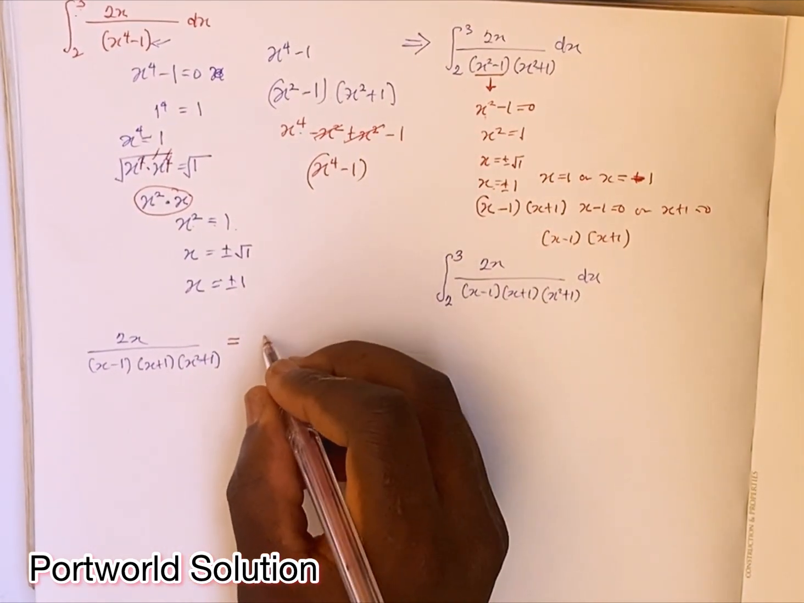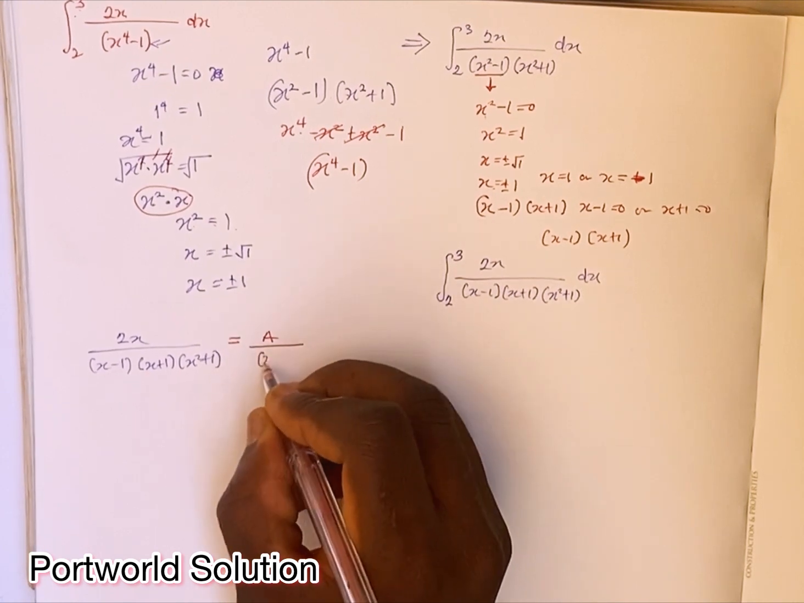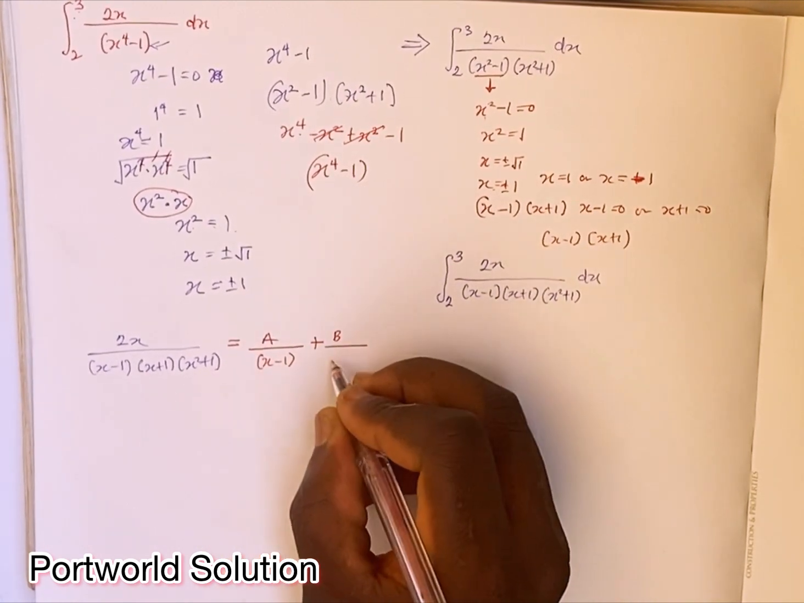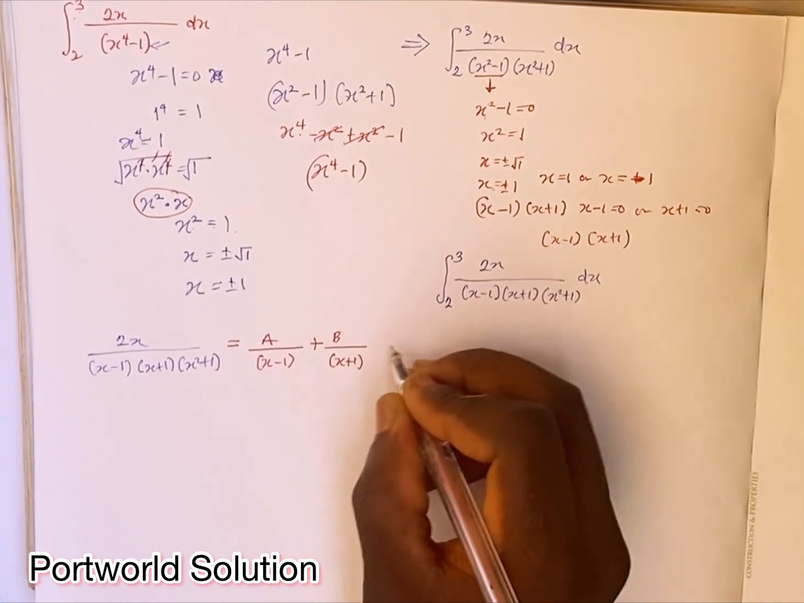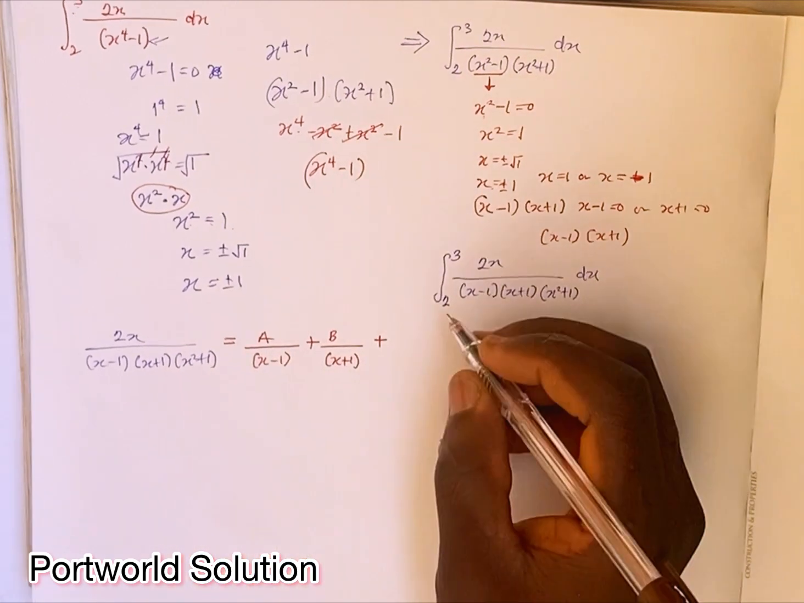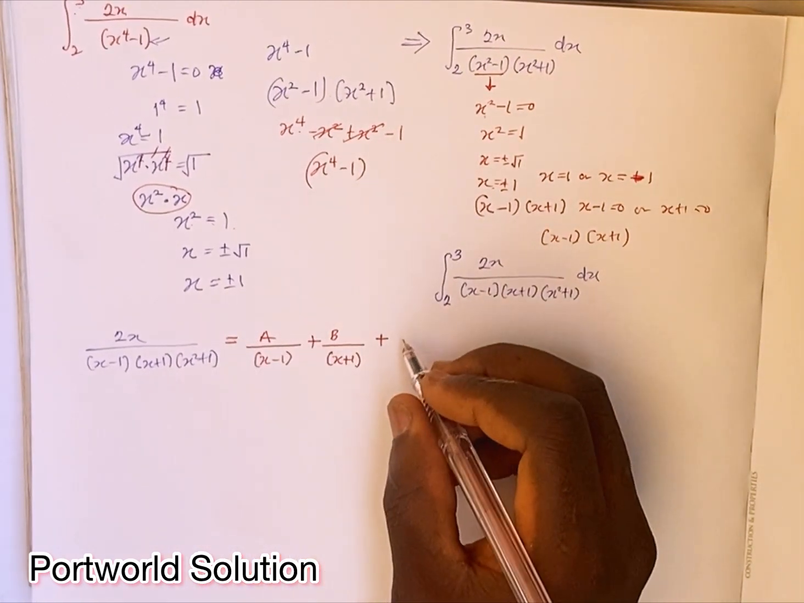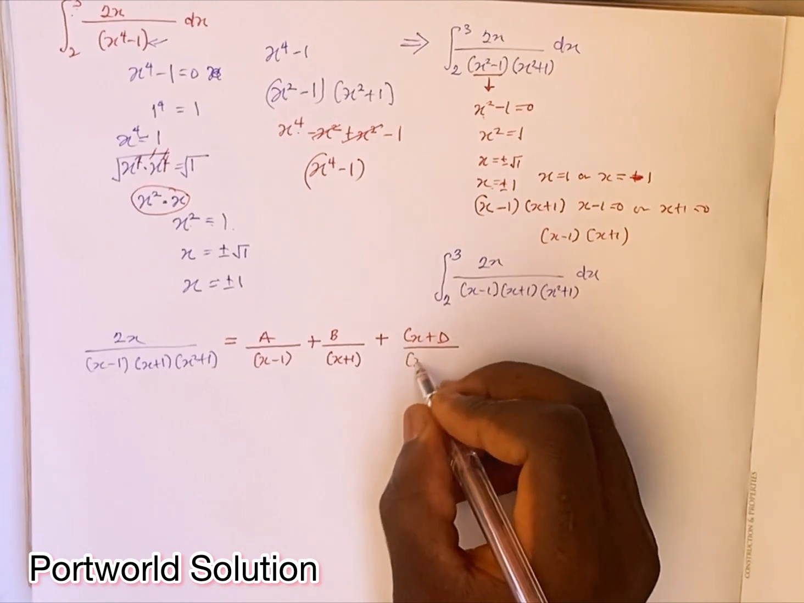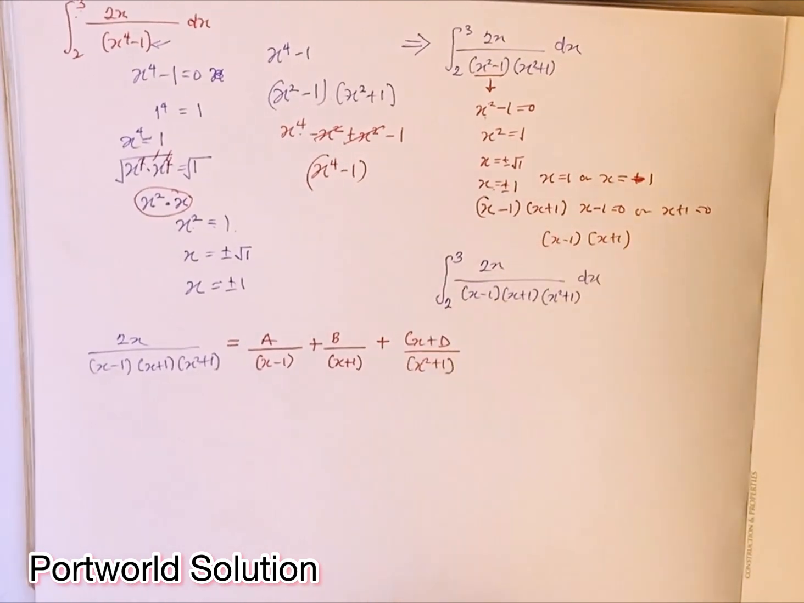Here I can just have A divided by what? That's x minus 1, right? Then plus B divided by what? That's x plus 1, right? Then plus, here I'm having a quadratic function, that is a polynomial of degree 2. Then this is going to be Cx plus what? Plus D divided by x squared plus 1. So that's just it.